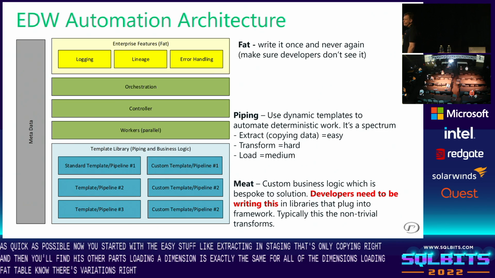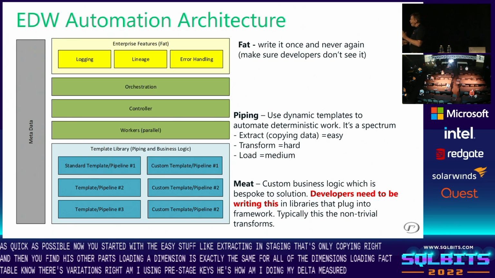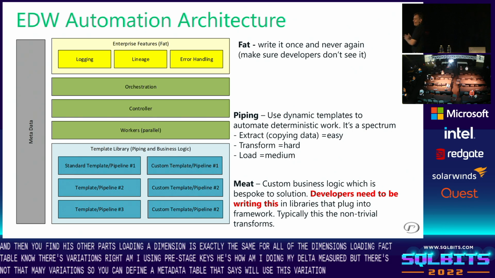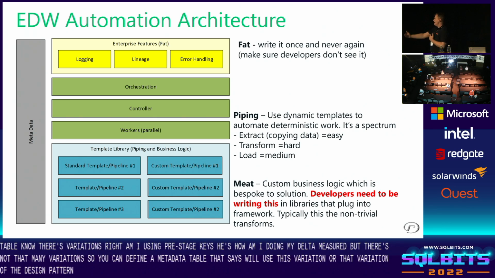Am I using pre-staged keys? How am I doing my delta management? But there's not that many variations. So you can define a metadata table that says, well, use this variation or that variation of the design pattern to load. So piping, you want as much of that as possible.